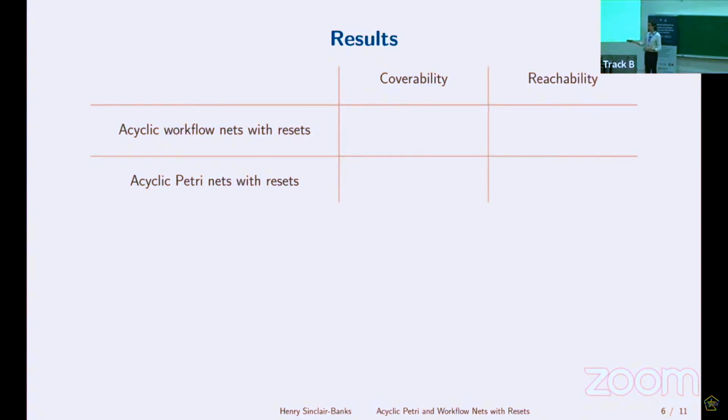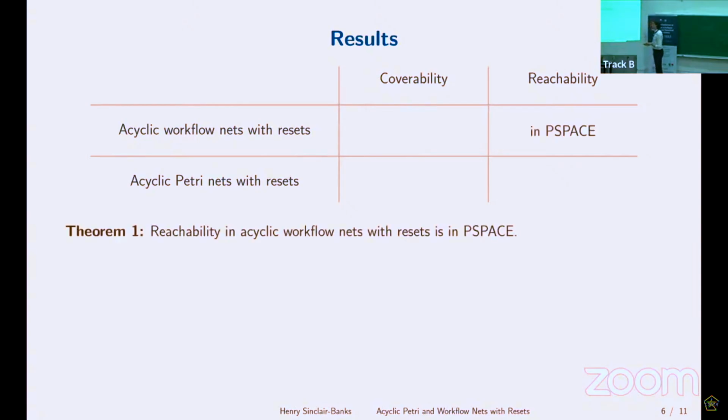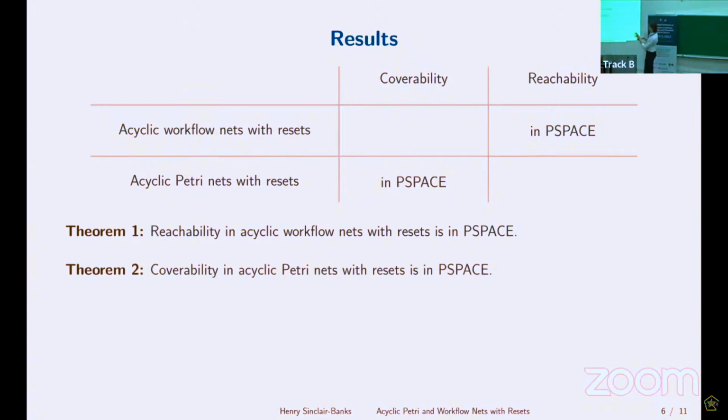So let's talk about what we've done when we have both the extension with resets and the restriction with acyclicity. We study acyclic workflow nets and acyclic Petri nets with resets, and we study coverability and reachability. The first theorem is that if you consider workflow nets and the reachability problem, then you're in PSPACE. This is a massive improvement over what we had before, which was undecidability, but is somehow harder than NP. This is what one would expect because we have resets. These are quite powerful. And theorem 2 says that if you consider coverability and instead Petri nets, then you remain inside PSPACE for somewhat similar reasons.